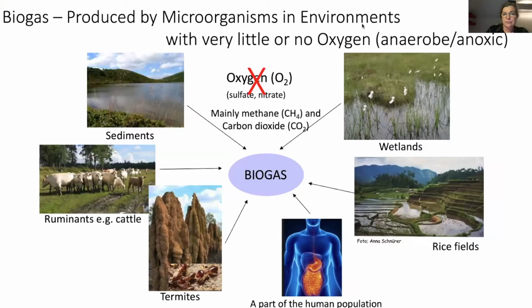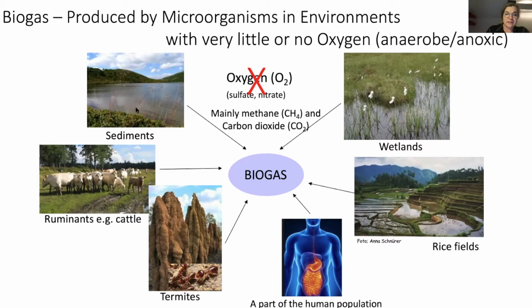Biogas is produced by microorganisms in environments where you have very little or no oxygen, so in anaerobic or anoxic environments. And you also have to have no other alternative electron acceptor, so no sulfate, no nitrate. If this is not there, you have methane production. And biogas consists mainly of methane and carbon dioxide.